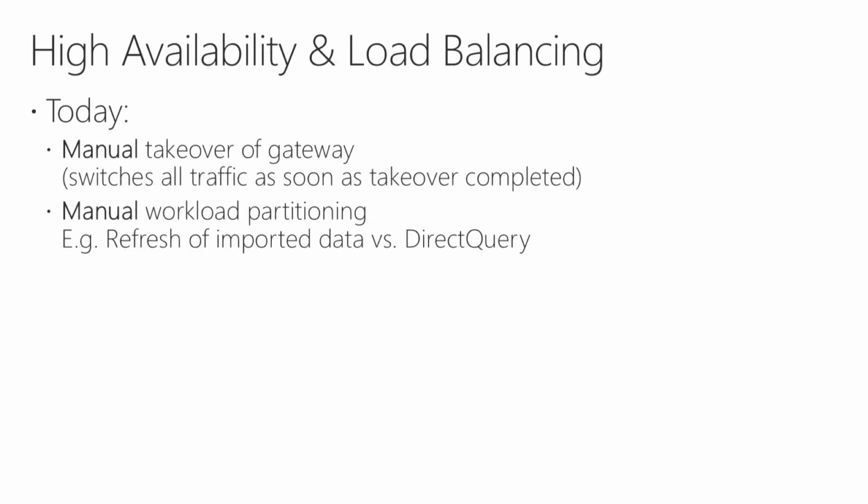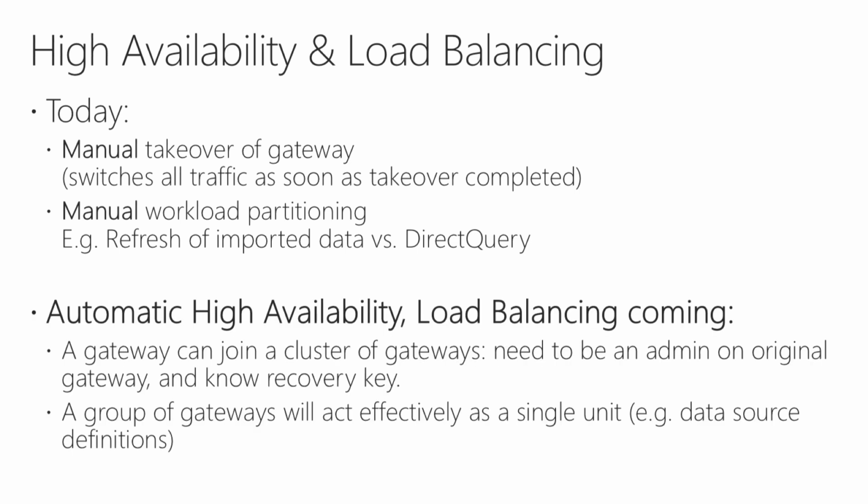Now that leads to the topic of high availability and load balancing. Today, there is this manual takeover scenario, which is an availability scenario, which switches traffic from one gateway to another gateway. You can also do manual workload partitioning, meaning that you can define the same data source on multiple gateways, and then for each data set in Power BI, you can decide which gateway out of the many gateways that you may have as an option to use for that particular data source. So you can manually partition the traffic, but there is no automatic load balancing or automatic failover available today.